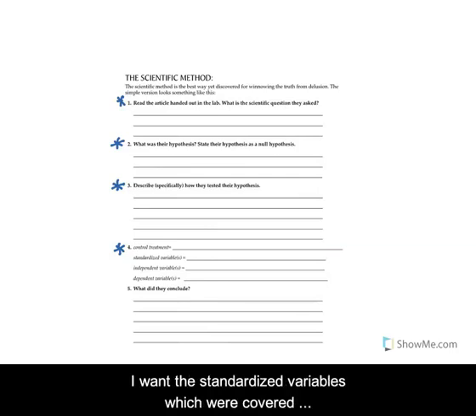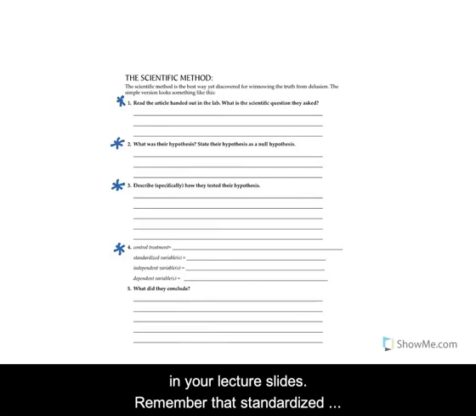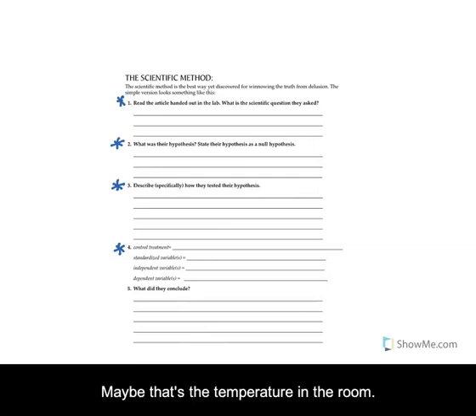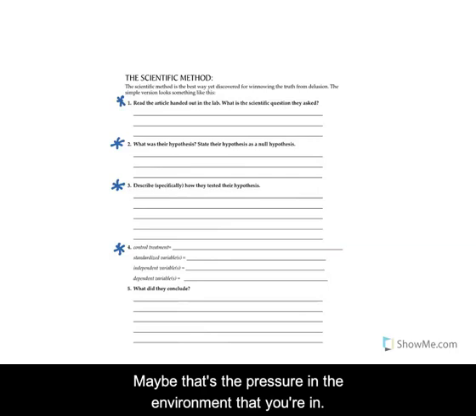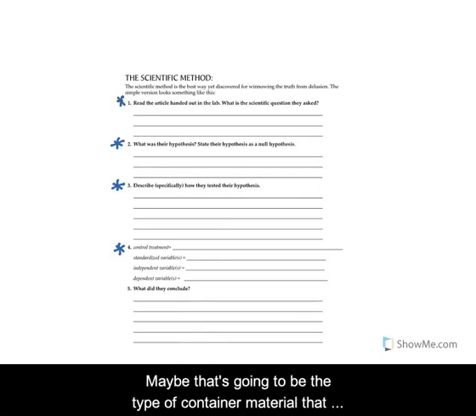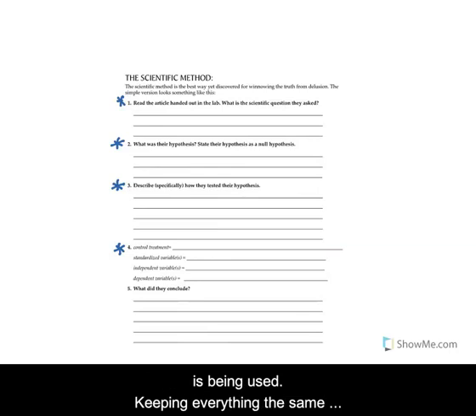I want the standardized variables, which were covered in your lecture slides. Remember that standardized variables are kept the same throughout all your samples. Maybe that's the temperature of the room, maybe that's the pressure in the environment that you're in, maybe that's going to be the type of container material that's being used, keeping everything the same. What standardized variables are being used? Usually it's multiple. You can just name one or two.